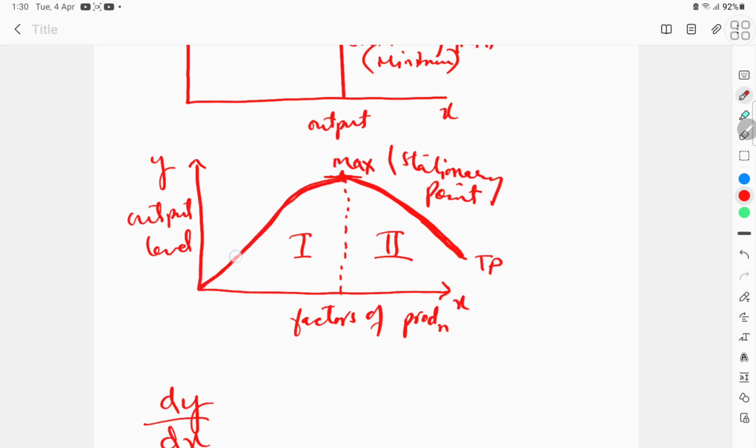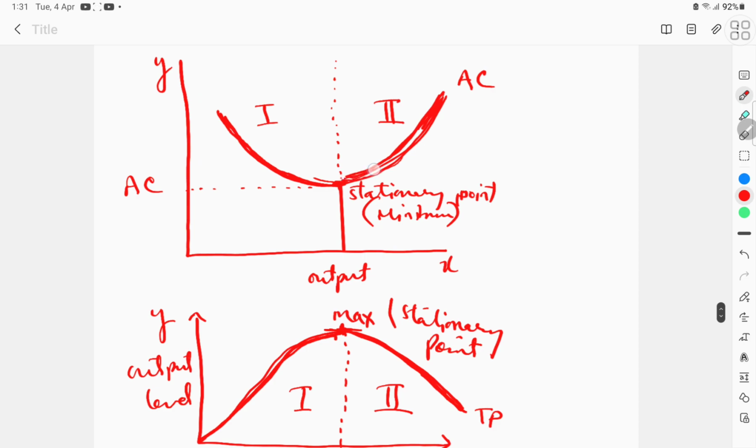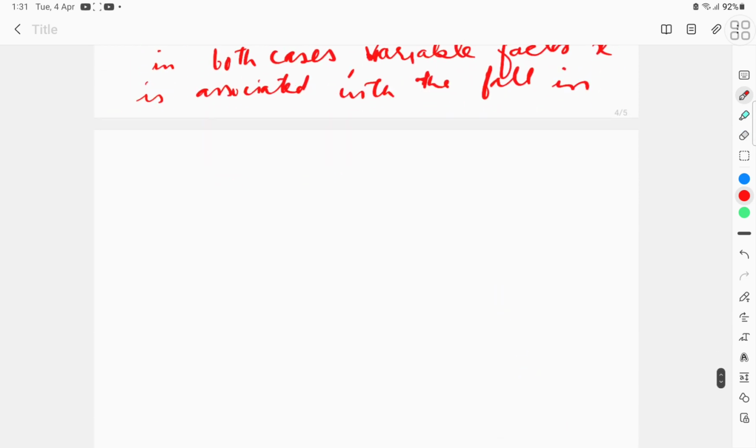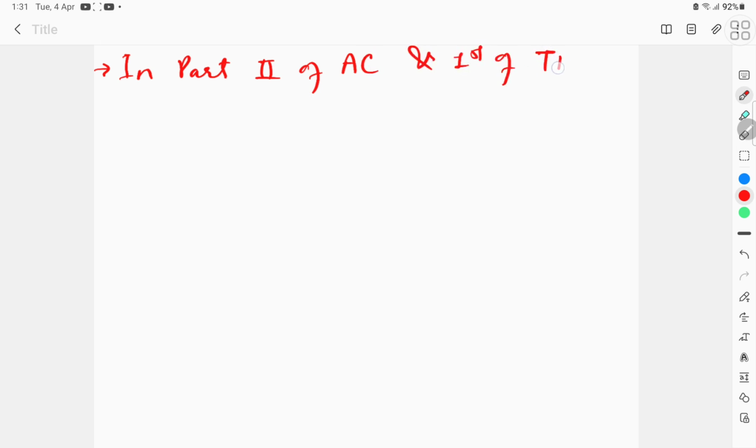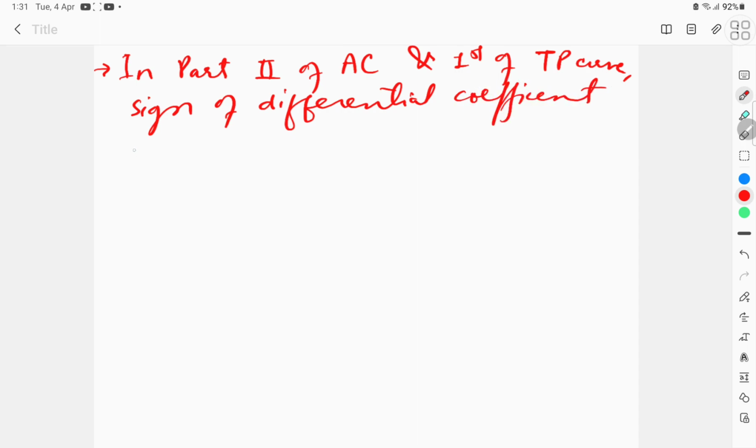Both are increasing. Here total product is increasing in the first part, and here the average cost is increasing in the second part. So when there is an increase, let us see the sign of the differential coefficient in the second part of average cost and the first part of the total product curve. What is the differential coefficient? dy with respect to dx will be positive.